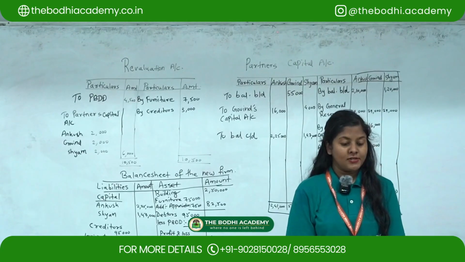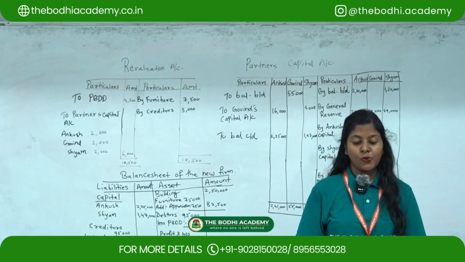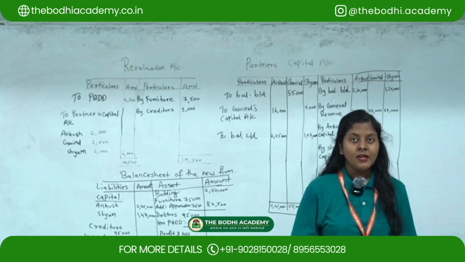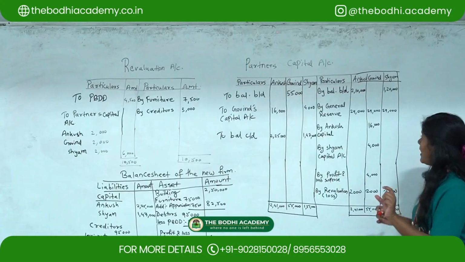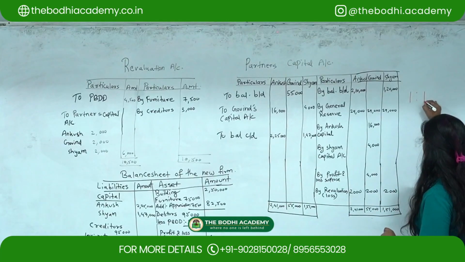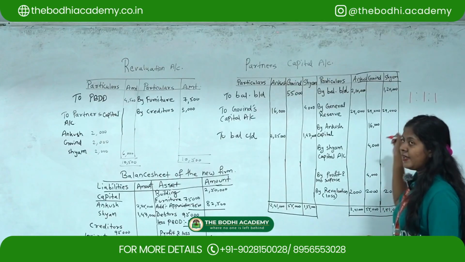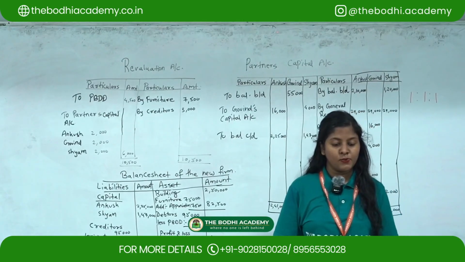The first question here is: Ankush, Govind and Sham were partners sharing profit and losses equally. So here the ratio is given as equal. Okay, 1:1:1. So whenever they give equally, you have to take it as 1:1:1.